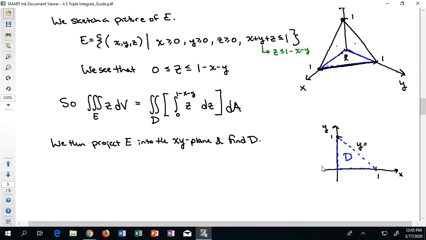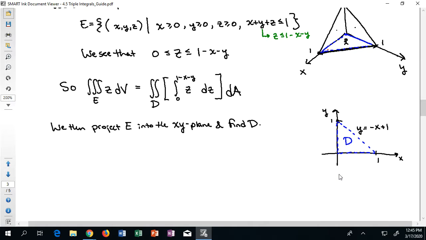Take a moment, see if you can find what the equation of that line is, just to make sure you're feeling comfortable with how you could get it. Pause the video if necessary. Okay, the equation that I came up with was negative x plus 1. Once I have this, notice I can now define D.